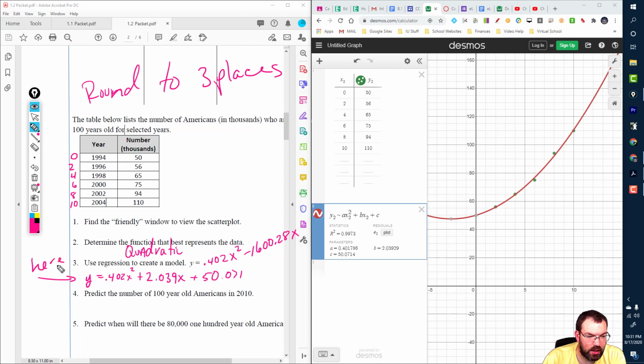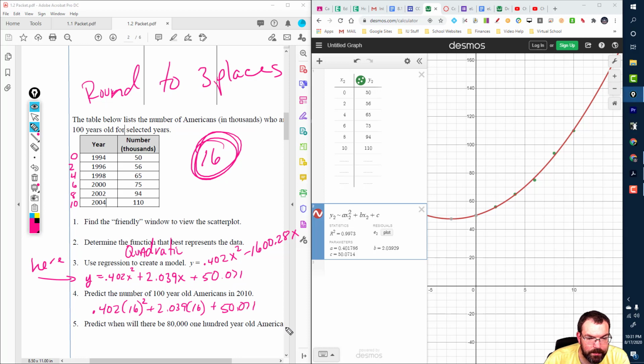Predict the number of 100-year-old Americans in 2010. Well, how far is 2010 away from 1994? That's 16. So I'm going to take 0.402 times 16 squared plus 2.039 times 16 plus 50.071. I'm not going to do that math. You can do that. The answer's in the other video.